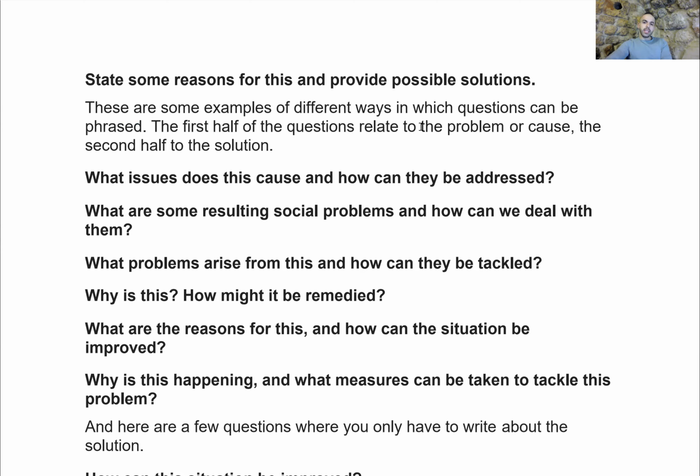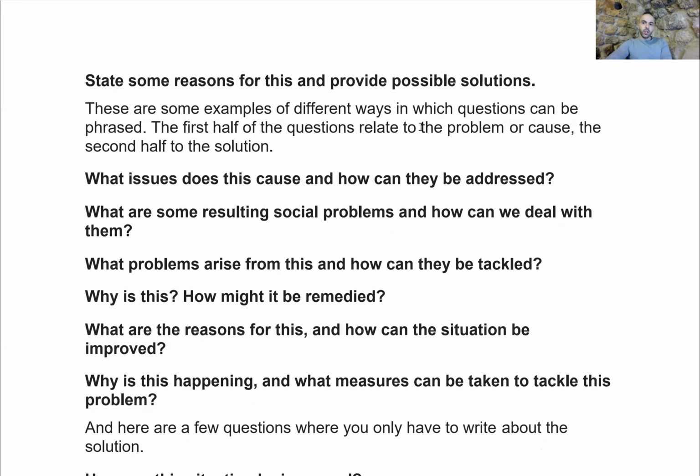So these are examples of different ways in which questions can be phrased. The first half of the questions relate to the problem or cause, and the second half to the solution. Okay, so I'm going to show you some other wordings of solution or causes or the problems. So for example, the first one: what issues does this cause and how can they be addressed?